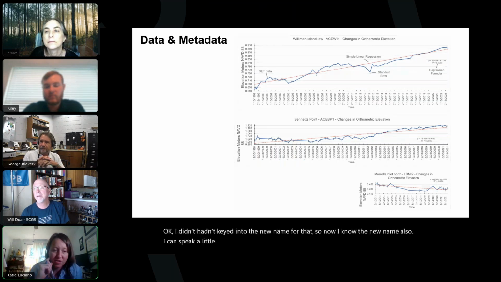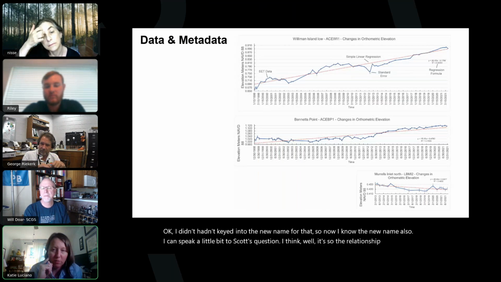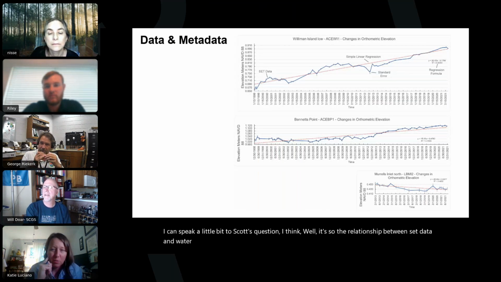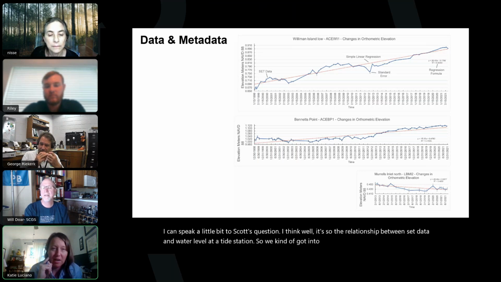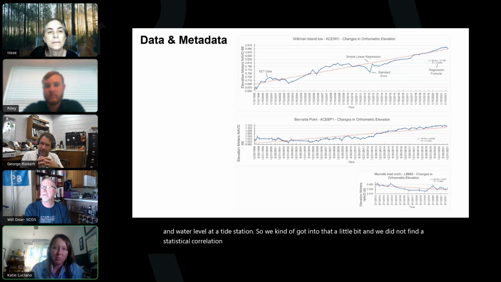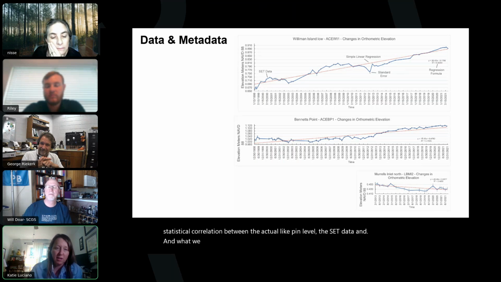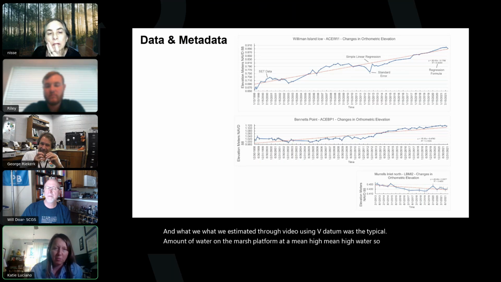I can speak a little bit to Scott's question, about the relationship between SET data and water level at a tide station. We got into that a little bit, and we did not find a statistical correlation between the actual pin level, the SET data, and what we estimated using VDatum was the typical amount of water on the marsh platform at mean high water. So we looked into that a little bit before our array.